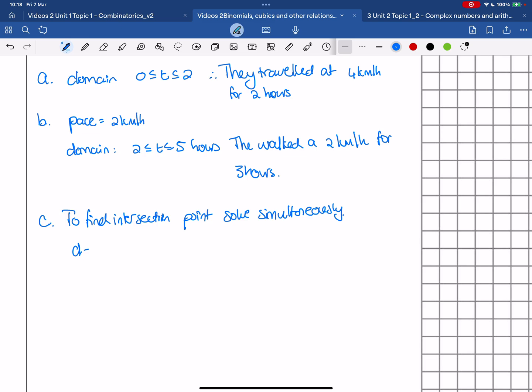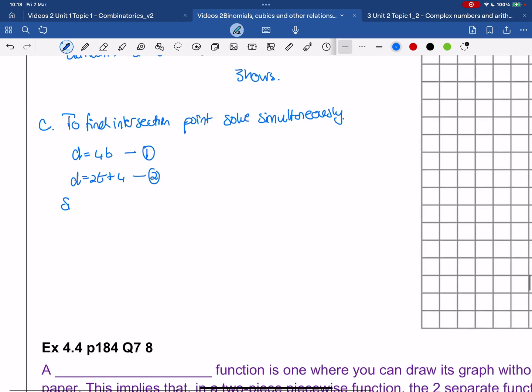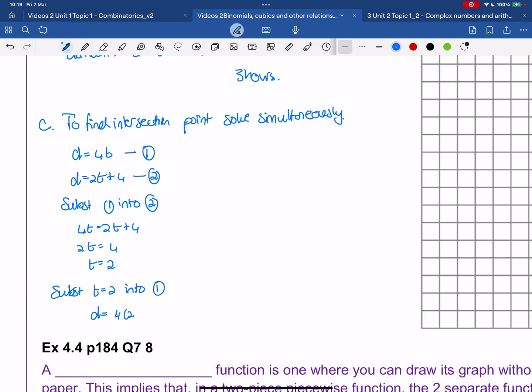Okay, so we have d equals 4t as our first equation, and d equals 2t plus 4 as our second equation. I'm going to substitute 1 into 2, and we have that 4t is 2t plus 4. So 2t is 4 and t equals 2. And we're going to substitute t equals 2 into 1. So d is going to be 4 times 2, which is 8. So my point of intersection is going to be at 2 and 8.